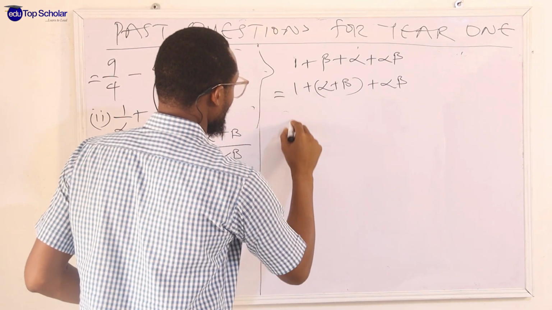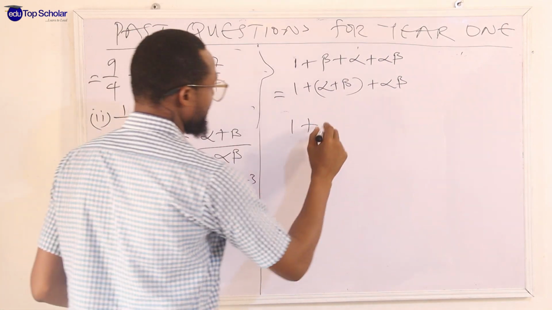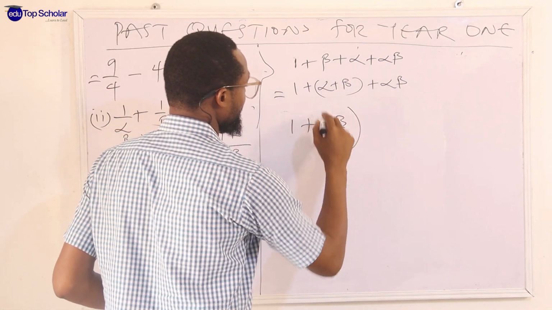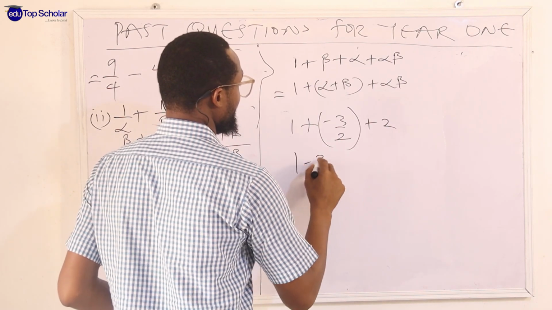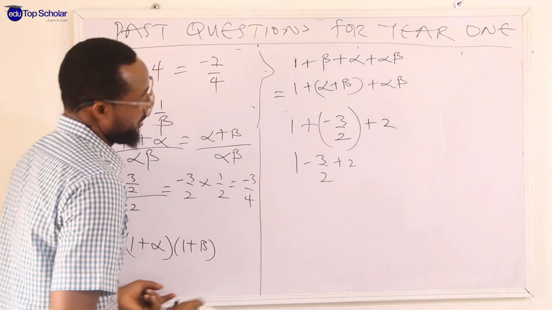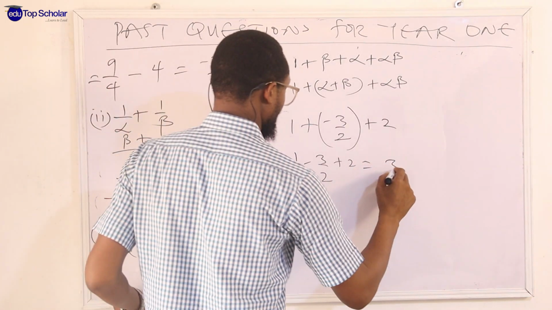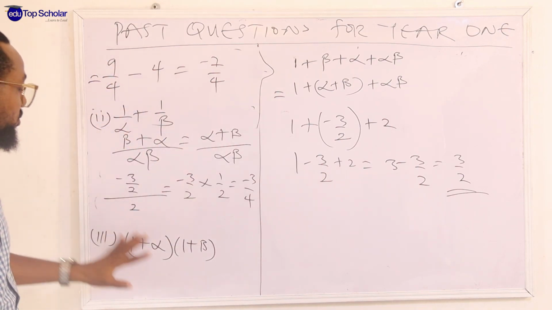So we have 1 plus, what is our sum of roots? That one is minus 3 over 2, plus 2. So we have 1 minus 3 over 2 plus 2. This will be 3 minus 3 over 2. By so doing, we have answered question 2, you see.